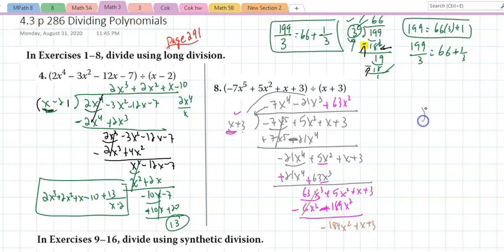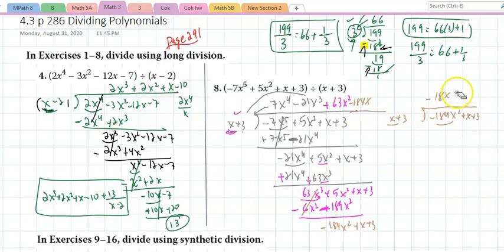I'm going to continue on right there. So I'm down to negative 184x squared plus x plus 3 divided by x plus 3. Negative 184x squared divided by x is negative 184x. So x squared over x is x.